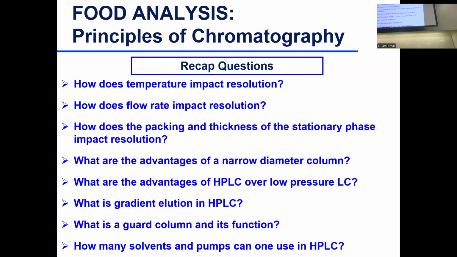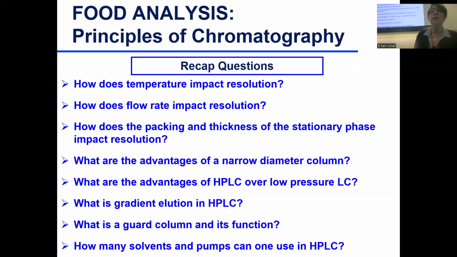But of course, usually when we select a temperature, we make sure it's within the column specification. You don't want to degrade the column. Also, you don't want the movements to be too fast either, because then they won't have enough time to interact with the column and separate. So you have to find your sweet spot in terms of what temperature to use.